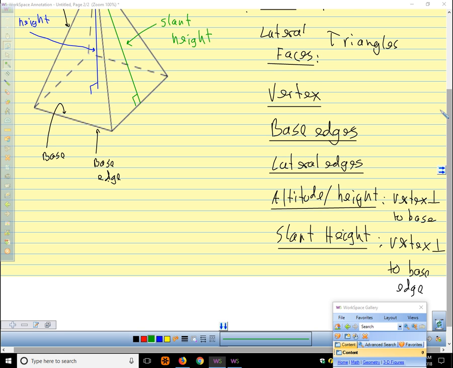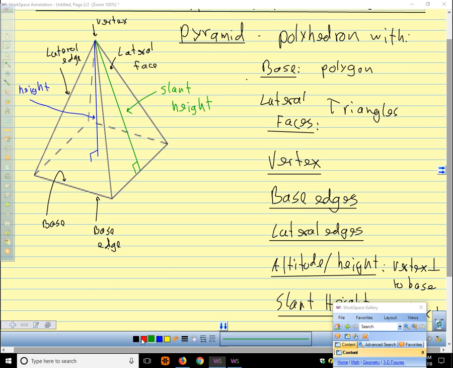And we name a pyramid by the shape of the base. So this would be a square pyramid. We can have a triangular pyramid. We can have a trapezoidal pyramid, just like a prism. Any polygon can be the base. All right, we're good so far with our vocabulary.